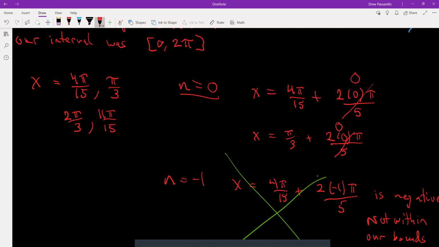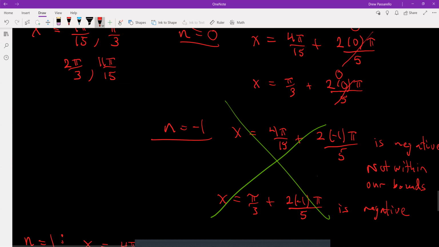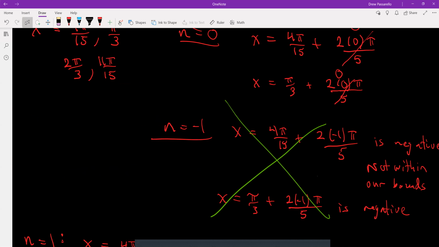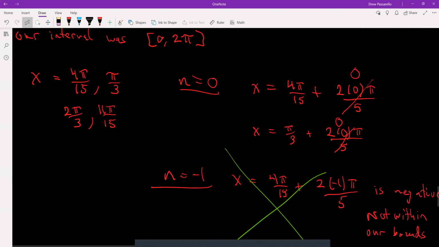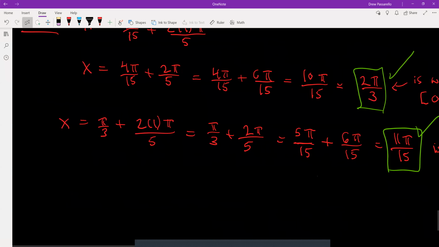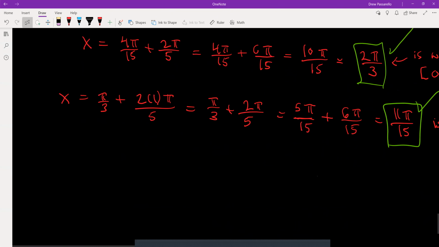And so I took care of when n is 0, n is 1, -1. We know negative numbers don't work because those are going to be negative when you add it to each corresponding value. So it's going to be not within the bounds. It worked for 0. It worked for 1. Now we need to see, does it work for n equals 2?